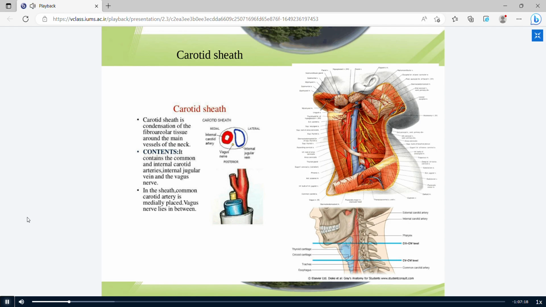This is the ansa cervicalis, located on the anterior wall of the carotid sheath. Please look at the position of vein, artery, and vagus. In the carotid sheath, the internal jugular vein is placed laterally. The common carotid artery and internal carotid artery are placed medially, and the vagus nerve lies in between the vein and artery at the posterior.